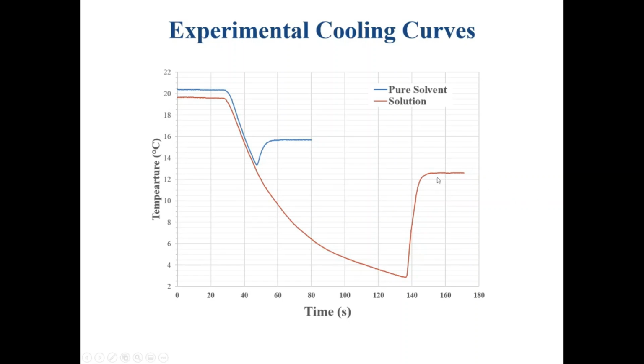And actually, this is going to work out much easier for us to analyze, because we're just going to take the average of these data points to get the temperature, and the average of these data points to get the temperature. And that's how we're going to get the two temperatures for the delta T.